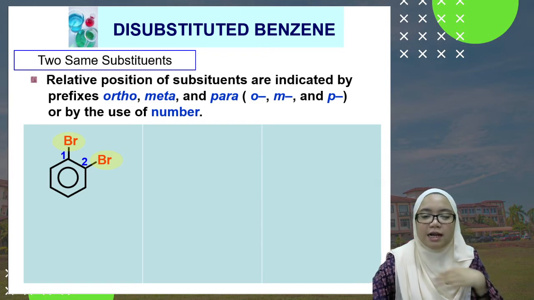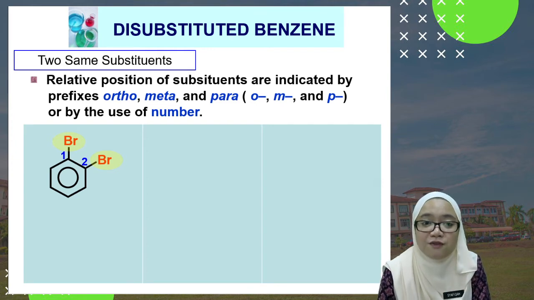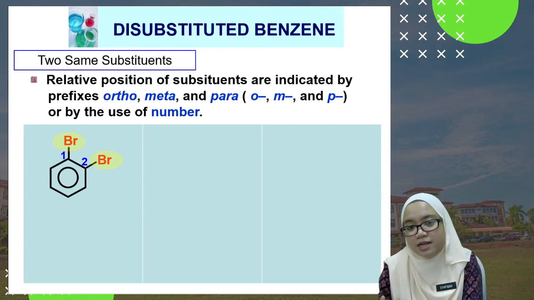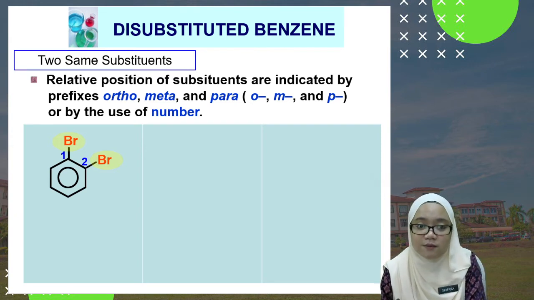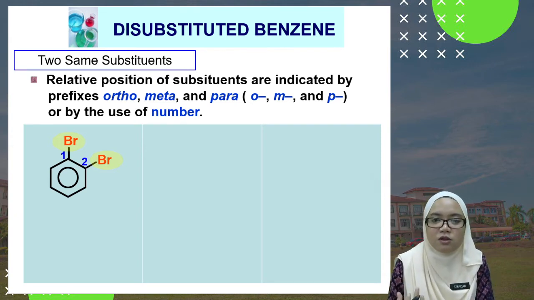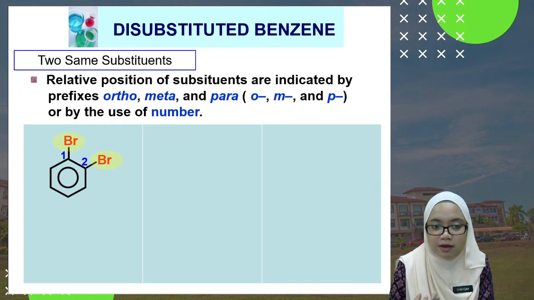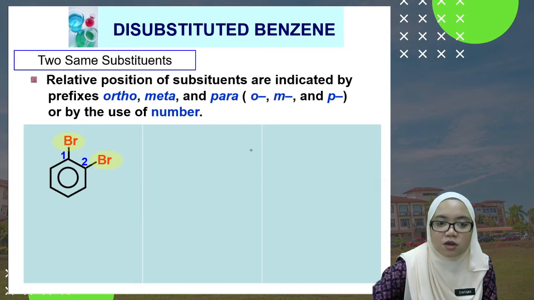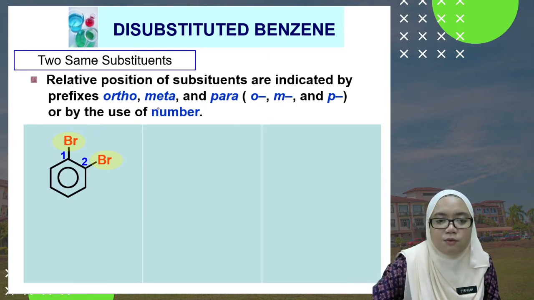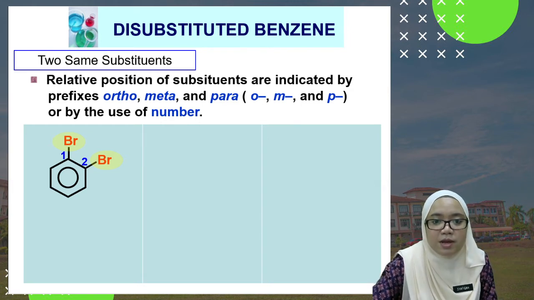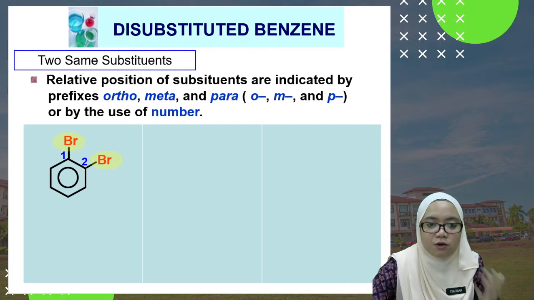We are going to look at the disubstituted benzene. We have two types of disubstituted benzene. The first one, if we have two of the same substituent, and the second one, if we have two different substituents. For disubstituted benzene, we have special terms that we use to name them. We use the position of the substituents with the terms ortho, meta, and para, but we can also use numbers to name them.